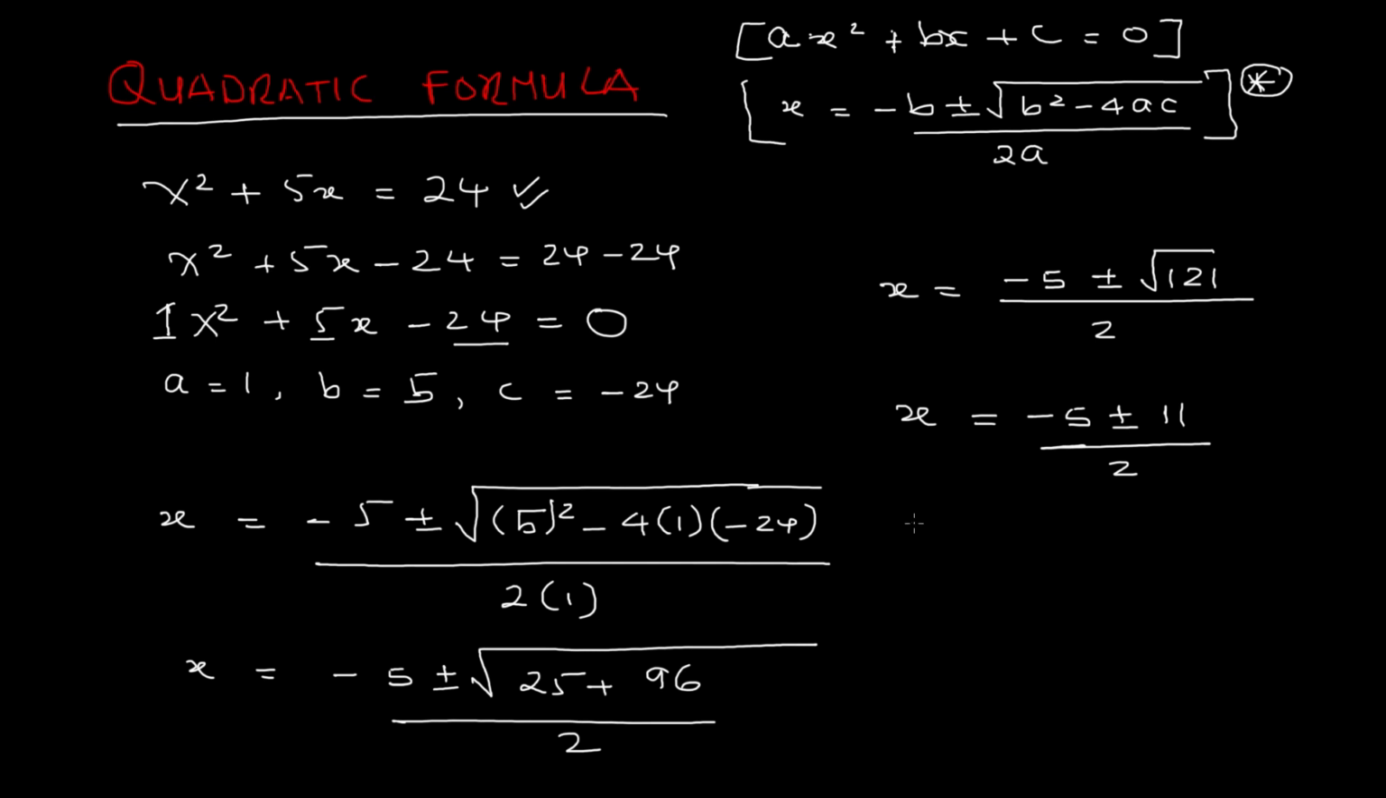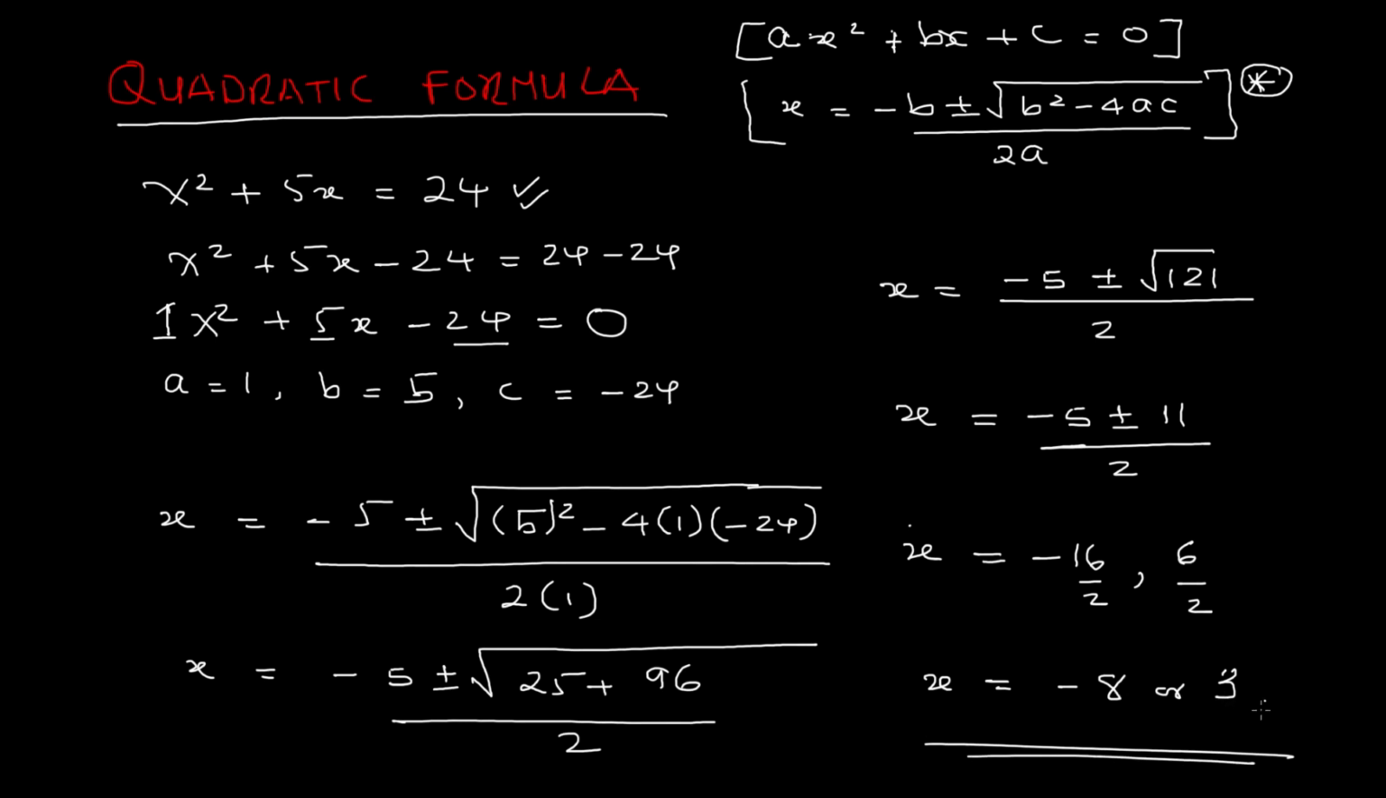So here we have x is equal to minus 5 minus 11, we get minus 16 over 2. So that's 11 minus 5, so that's a 6. And so here we get 3. So these are similar to the other solutions that we got from the other equation.